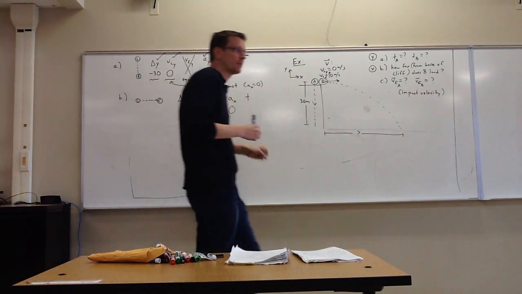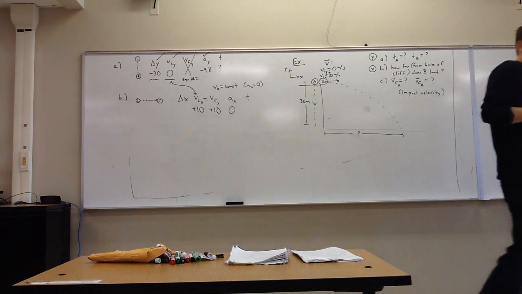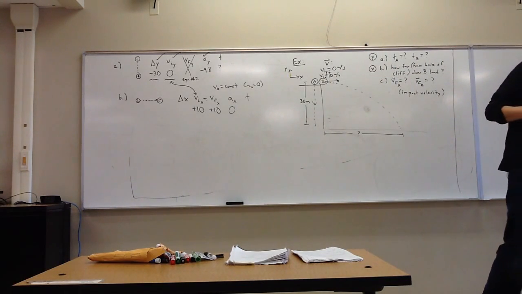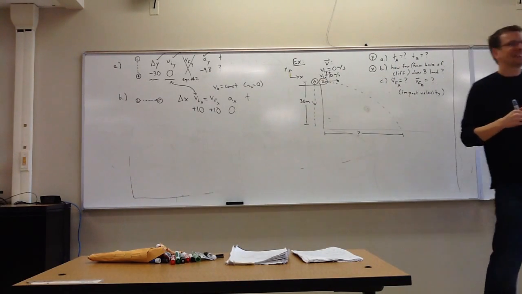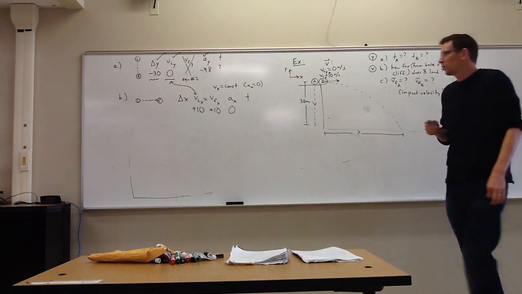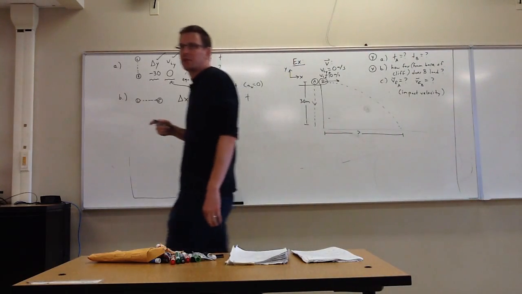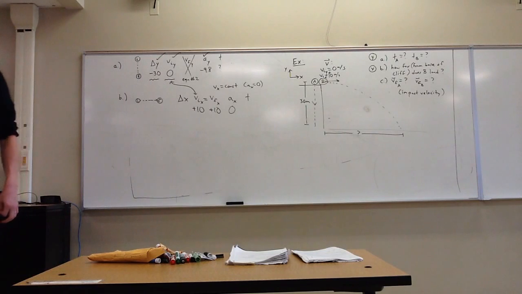So any x velocity that you have during a flight, it came from the beginning of the flight and it persists throughout to the end of the flight. Gravity can't change it, so it is whatever it is at the beginning of the flight all the way through to the end.